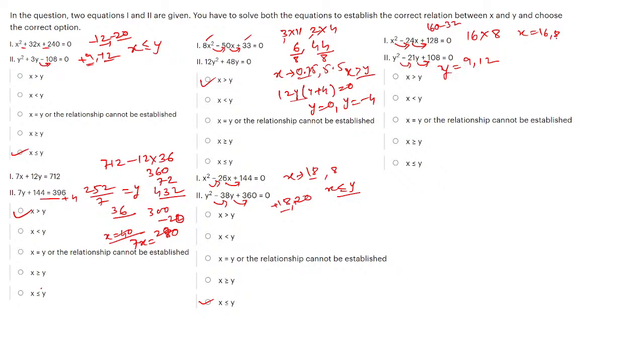Now if we take 8 here, then x is less than y, but if we take 9 here and 16 here in the x, then what will be the case? X is greater than y, so we can't determine, right?